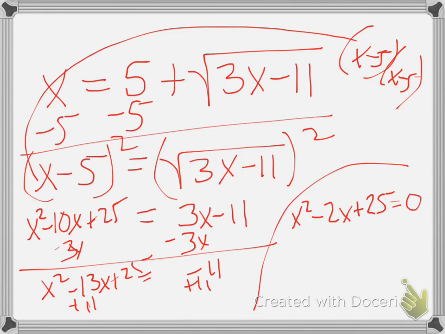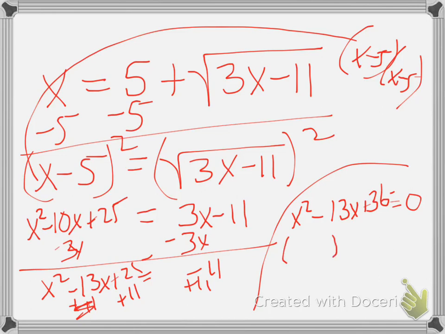Oh, this right here, there we go, there's my error. When I added 11, I should have added it right here. And, wow, I really messed up. There we go. That's what I get for making it all messy and squishy. Minus 13x plus 36. There we go.